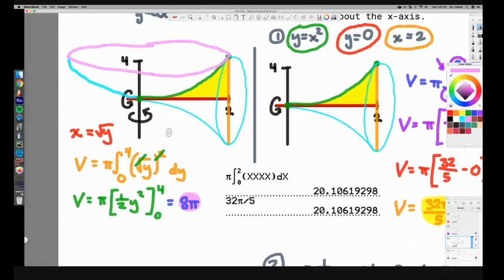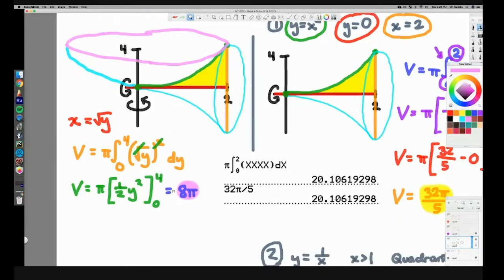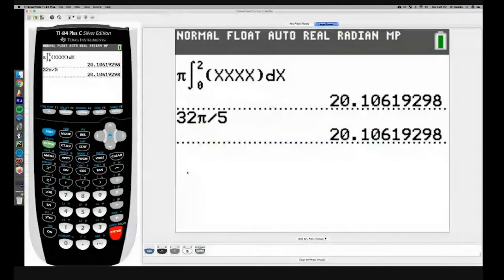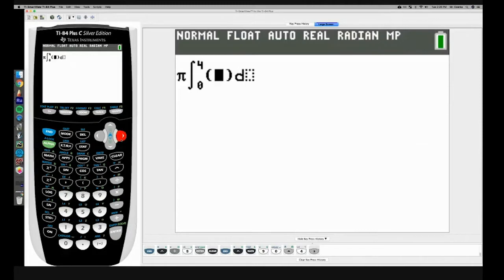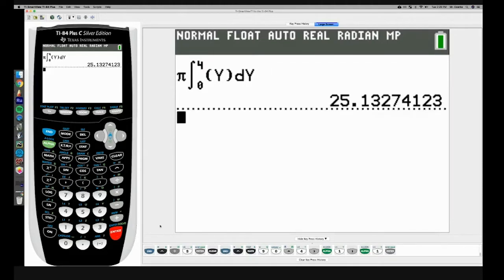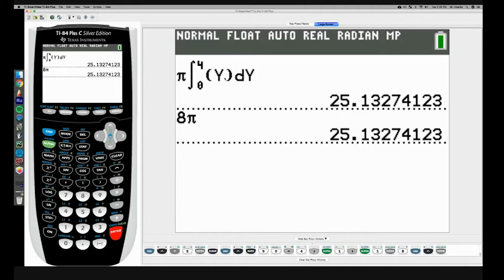All right, the only last step to do is to check this. Let's go to the calculator. So now we're going to have pi math 9 from 0 to 4 of the square root of y squared. So I'm just going to put y. You can just do alpha y like that. And then this has to be in terms of y as well. And then you hit enter. And then you get something like that. Let's see if that's equal to 8 pi. 8 pi. Boom.